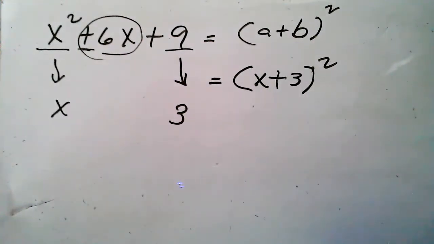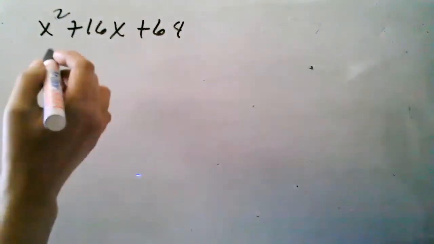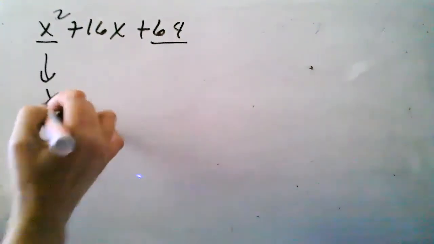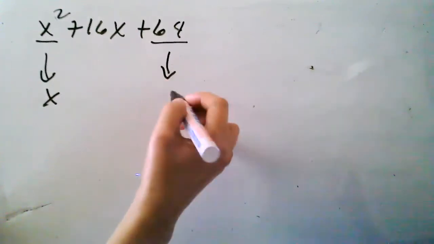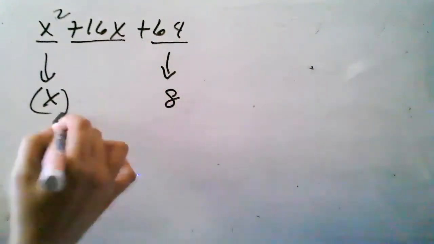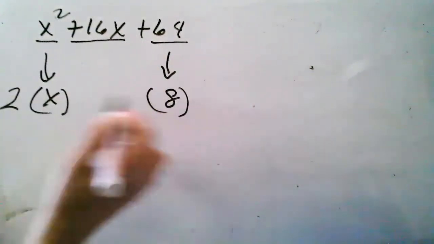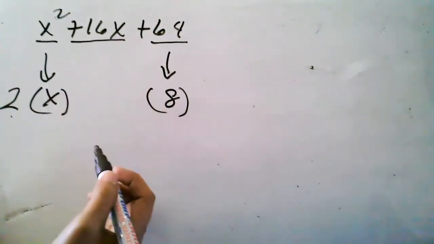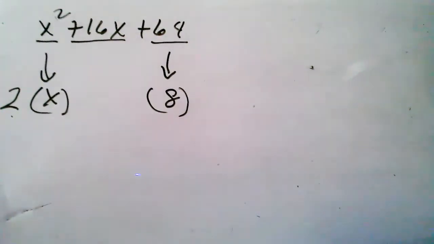Get it? So let's try another example. First we need to verify if this trinomial is a perfect square trinomial by getting the square root of the first term and the square root of the last term. So that is x, and this has a square root of 8. Next is to determine if 16x is twice the product of these square roots. So that is 2 times x times 8 is 16x. So it is a perfect square trinomial.